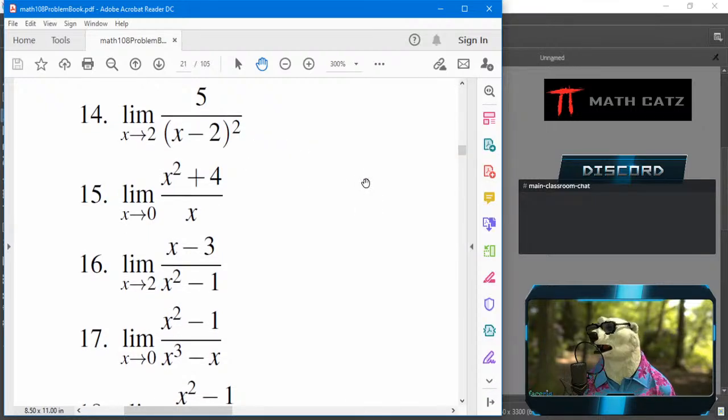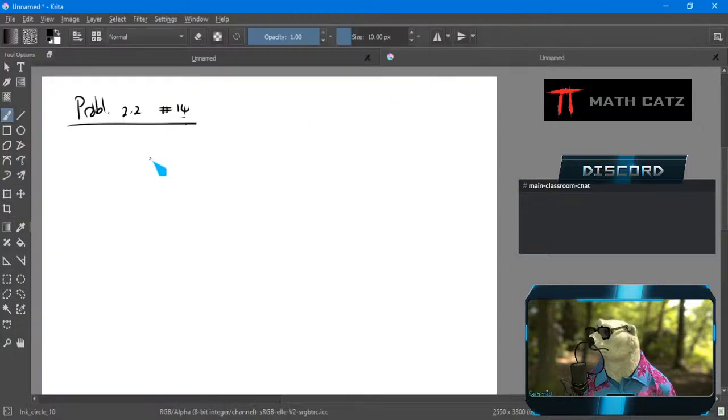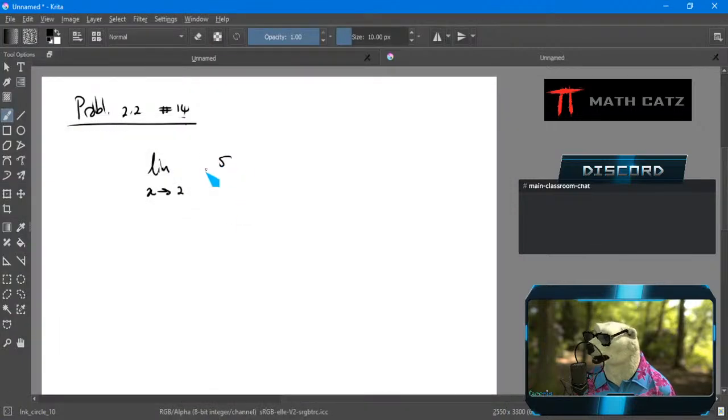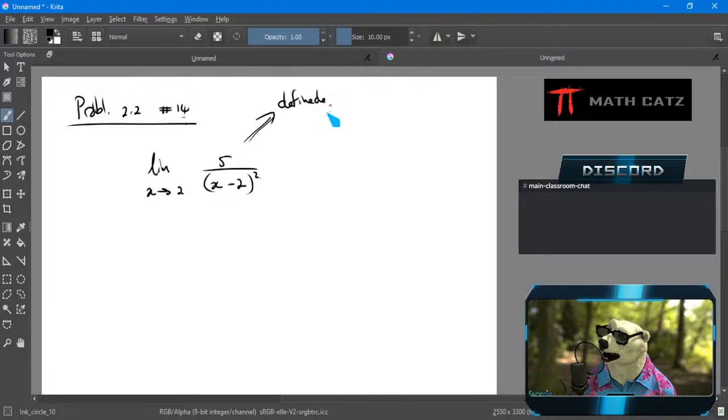Very similar function. Limit as x now goes to 2, x approaches 2. I already forgot the function: 5 over (x minus 2) squared. So the first thing I should check, and I want to get into the habit, though rarely it's an issue: is this function defined around x equal to 2?